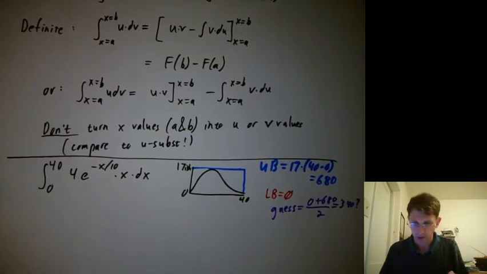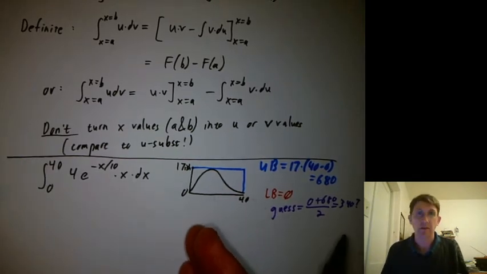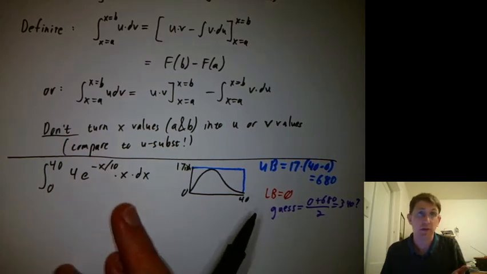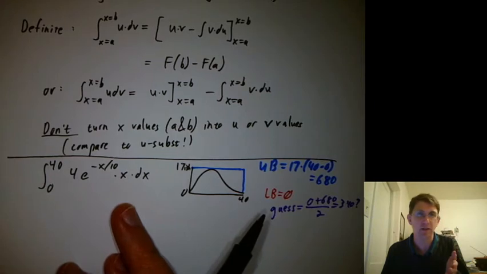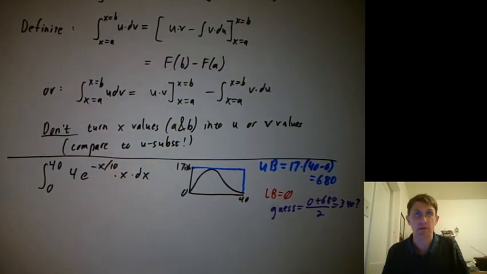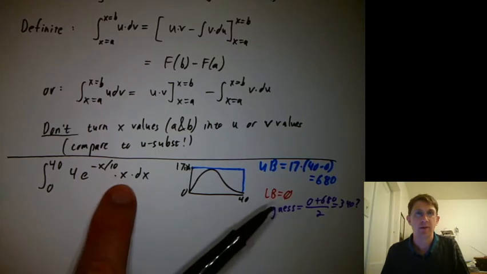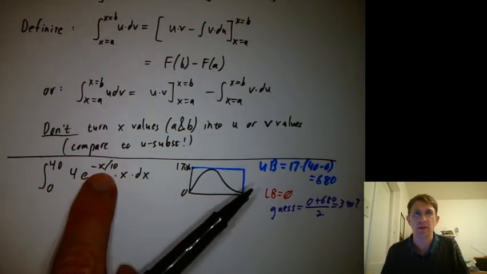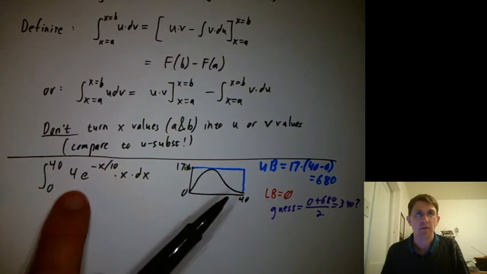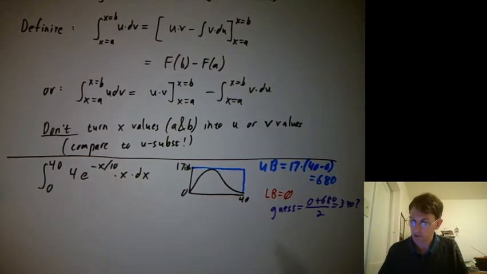All right, so we've got an idea of the problem. What do we do next? Looks like, can we do u substitution? You should always ask yourself, can I get away with u substitution here? Because that's easier than integration by parts. But if you use u equals negative x over 10, you're still going to have this times x out here. It's not going to work. So maybe integration by parts.